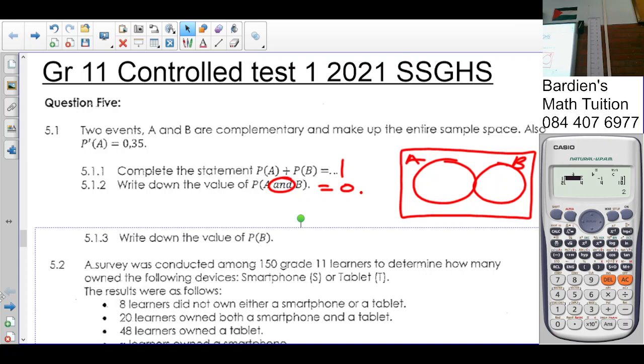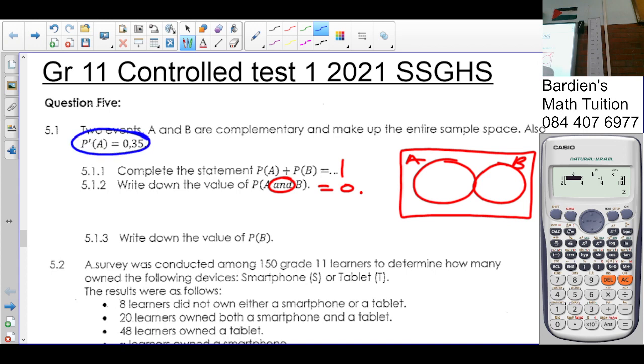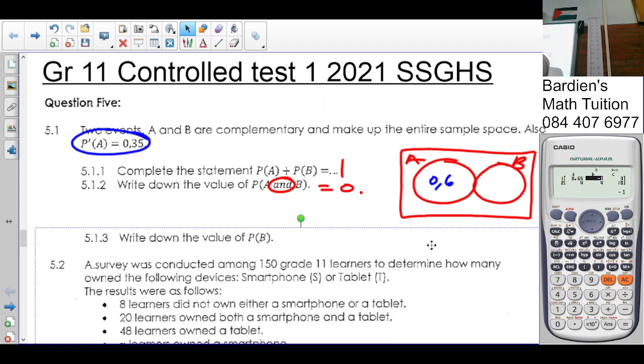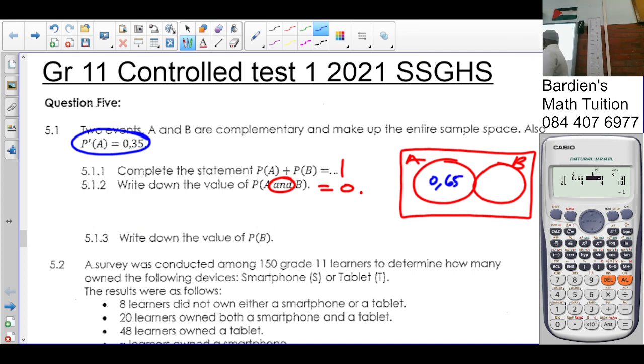In 5.1.3, we must write down the value of the probability of B. So here we are told that the probability of not A is 0.35. So the probability of A is 1 minus 0.35, which is 0.65. Okay. So remember that the probability of A plus the probability of B is 1. So 0.65 plus the probability of B is equal to 1. So the probability of B is 1 minus that, which is 0.35. That's one way of looking at it.